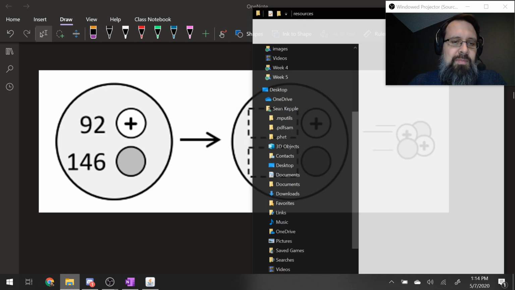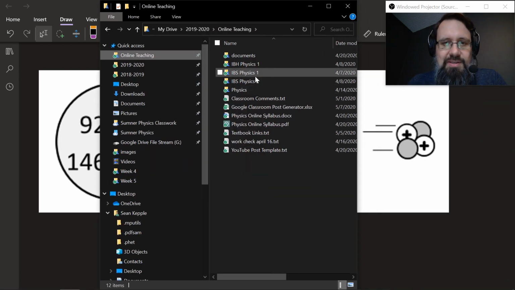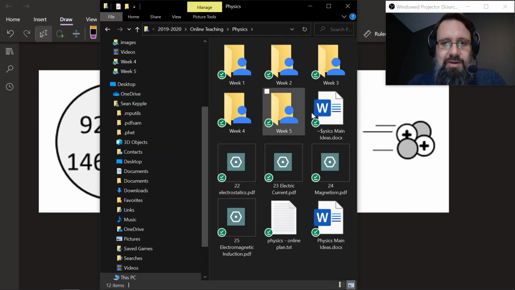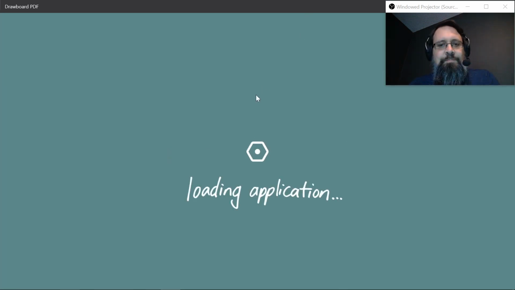So if I go pull up my table of elements, I attach this to the assignment from last class. Let's see if it's still in here. Week 5, where is it? Oh, it's not here. Oh, there it is, table of elements. Okay, cool. I'm going to pull that up.